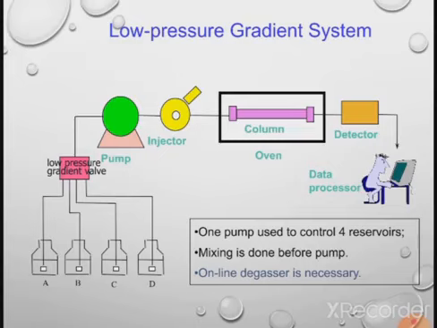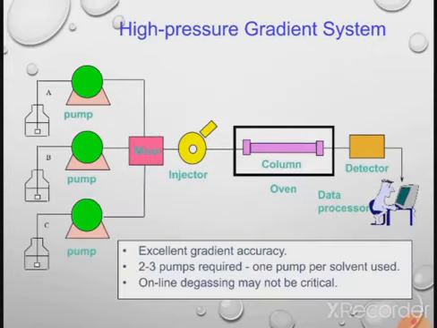So in short, one pump is used to control four reservoirs. Mixing is done before the pump, and online degassing is necessary. The most important thing is that the mixing is done before the pump, so it is called the low pressure gradient system. Now we want to learn the high pressure gradient system. In the high pressure gradient system, excellent gradient accuracy is achieved.